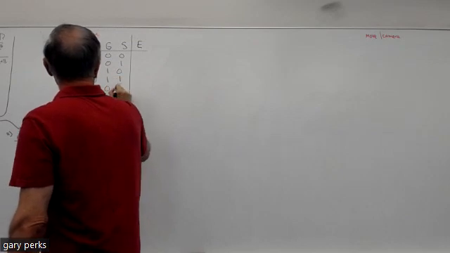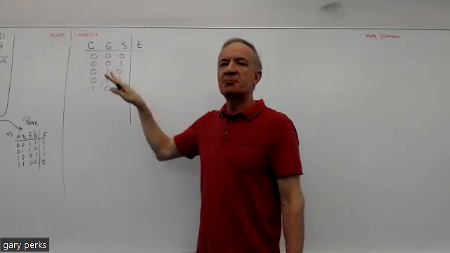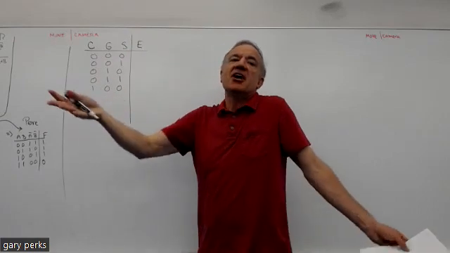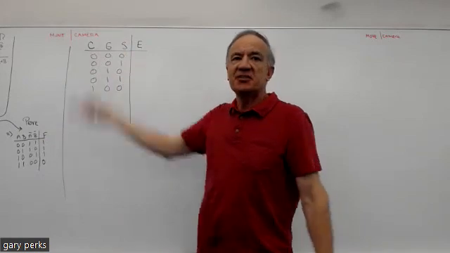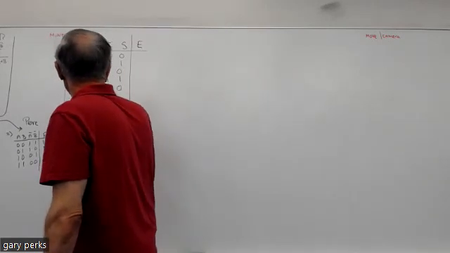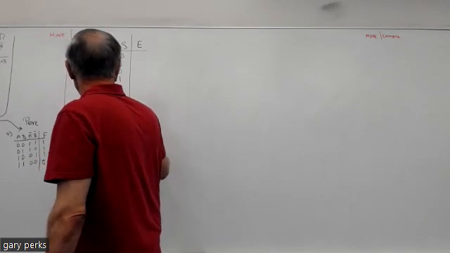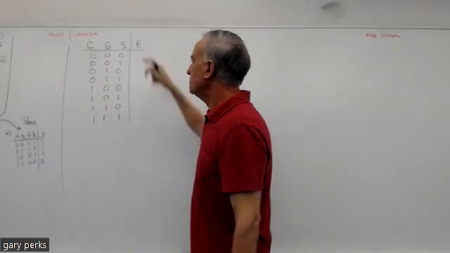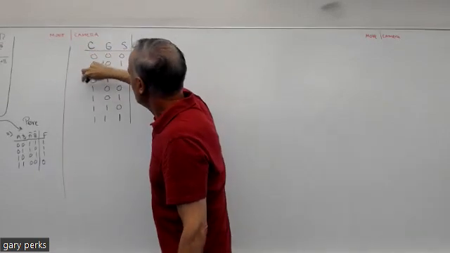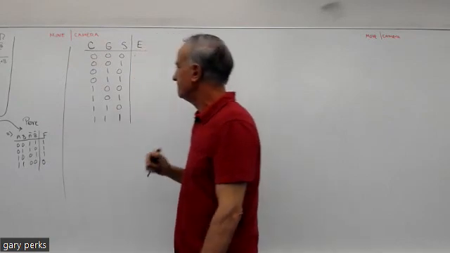By convention, when you make a truth table, you put your inputs in binary order. They might not represent binary numbers, but we still think of them as binary numbers when we read the truth table. I always double check because it's easy to miss one. So 2, 4, 6, 8, right? 0, 1, 2, 3, 4, 5, 6, 7.